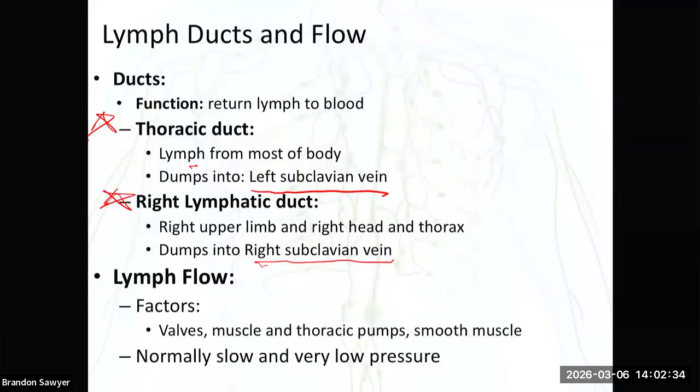So the lymph flow is helped out immensely by the fact that there are so many valves in these little vessels, and also by muscle and thoracic pumps. When muscles are contracting around it, it creates some pressure, smashes them down, and pushes the fluid on both sides, and the valves help it go in the right direction. And then there is some smooth muscle around lymphatic vessels as well.